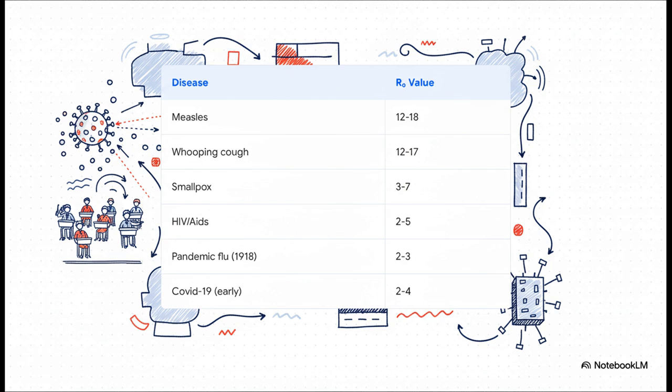And just to put that into perspective, have a look at some of these numbers. Measles is an absolute beast, a transmission machine, with an R naught somewhere between 12 and 18. Think about that. One person with measles can infect an entire classroom. It just really hammers home how poorly adapted Marburg was for spreading in people at that point in time.